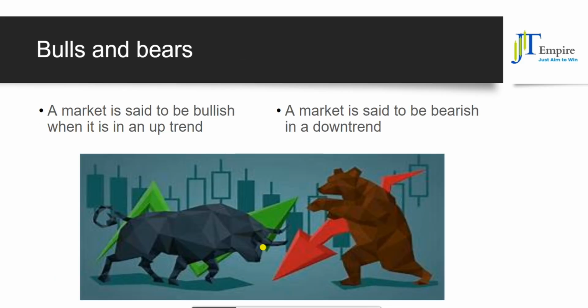So firstly, bulls and bears. You hear this a lot in foreign exchange trading. A market is said to be bullish when it is in an uptrend, and a market is said to be bearish when it is in a downtrend. Bulls and bears come from the perspective of how the animals actually attack. A bull attacks from downwards up, and a bear attacks by extending its arm upwards and then pushing it downward to attack its prey.